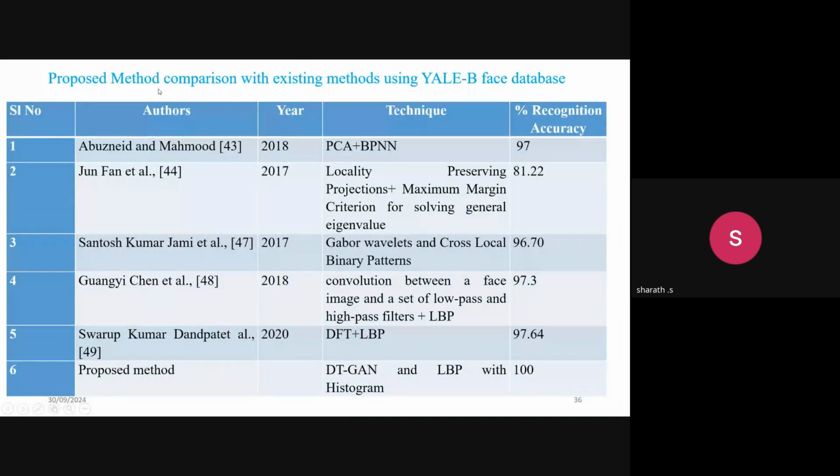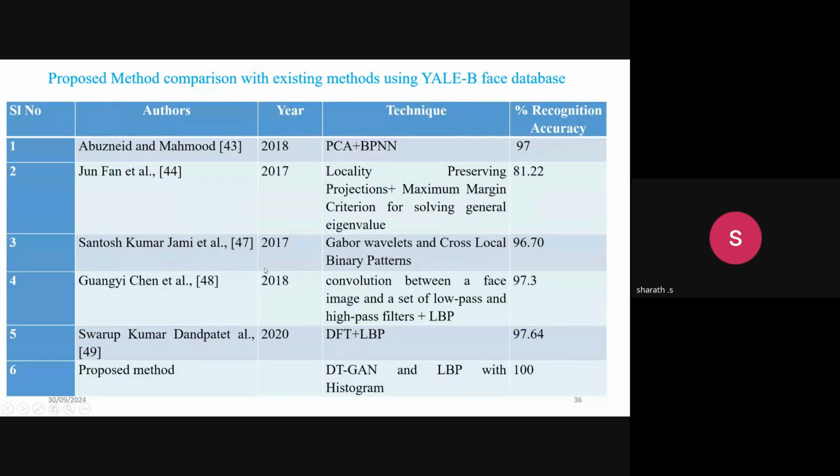Again, the same method was compared with existing methods for the YALAB database. For Mohammed, again, they used a technique called PCA and BPN. The recognition accuracy was 97. Jun Fital and others in 2007 compared with the YALAB face database. The technique used was locality preserving projections plus maximum margin criteria for solving general eigenvalues. The recognition rate was found to be 81.22.